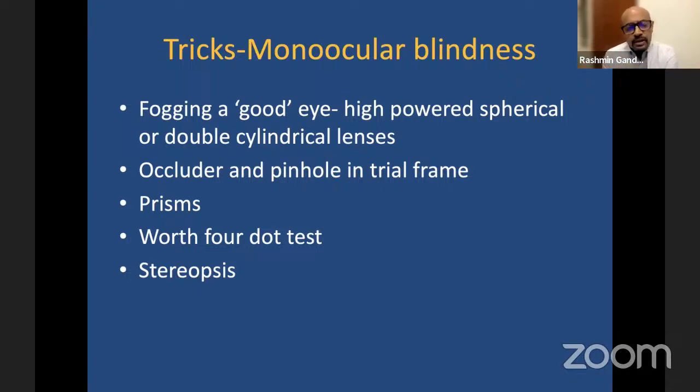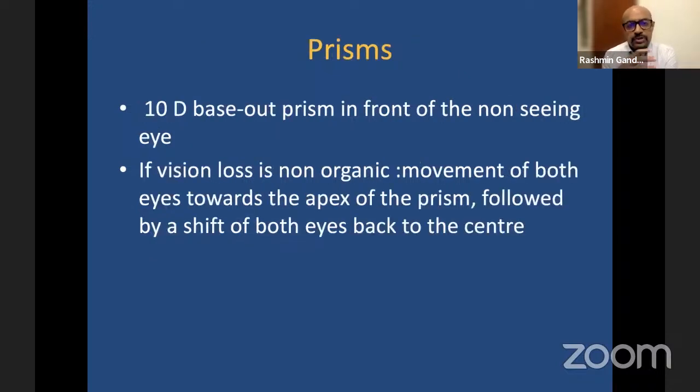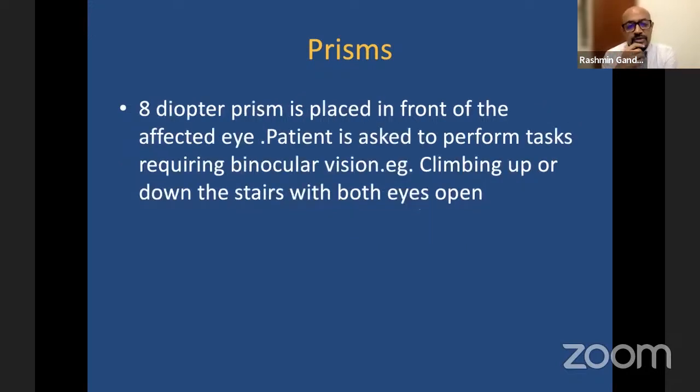Prisms, there are various ways by which you can use prisms in somebody who has a monocular blindness. It can be a 10 diopter base out prism in front of the non-seeing eye. If the vision loss is non-organic, the patient would display a movement towards the apex of the prism. Or you can place an 8 prism diopter in front of the affected eye and ask the patient to do an activity which requires good binocular vision, like climbing up or down the stairs.